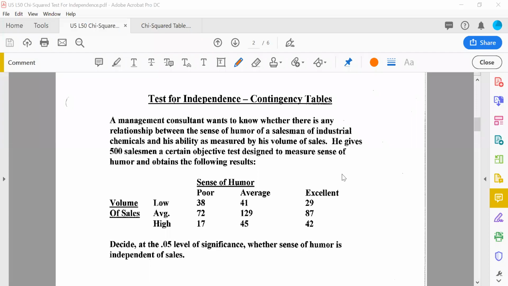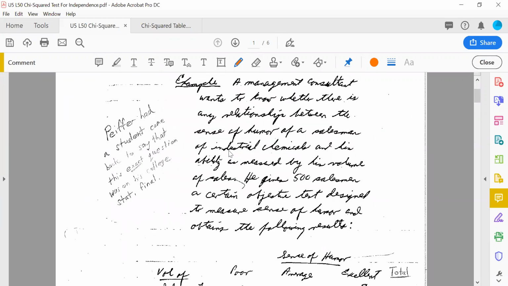Okay, part two, everybody. My next chi-square test. This is Unit 5, Lesson 50, Test for Independence using a contingency table. One thing about this particular hypothesis test, I'm going to use Pfeiffer notes for this one again.